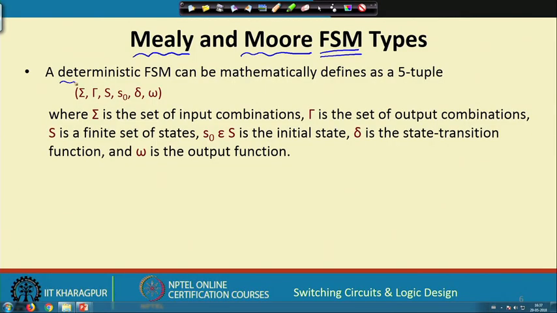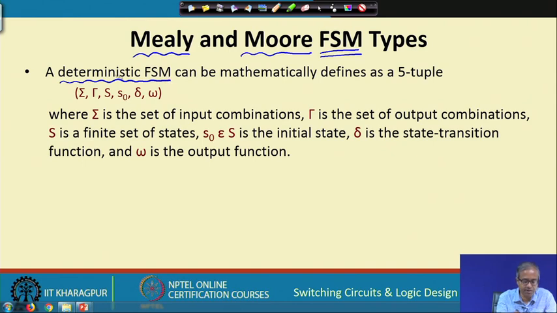A deterministic finite state machine, this is deterministic because whenever you are applying some inputs, the output is deterministically determined, there is no ambiguity. It is mathematically defined as a 6 tuple: sigma, gamma, S, s 0, delta and omega. What do these 6 things mean? Sigma means the set of input combinations. Suppose this circuit has 3 input lines, there will be 8 input combinations. So, sigma will denote the set of all possible 8 input combinations.